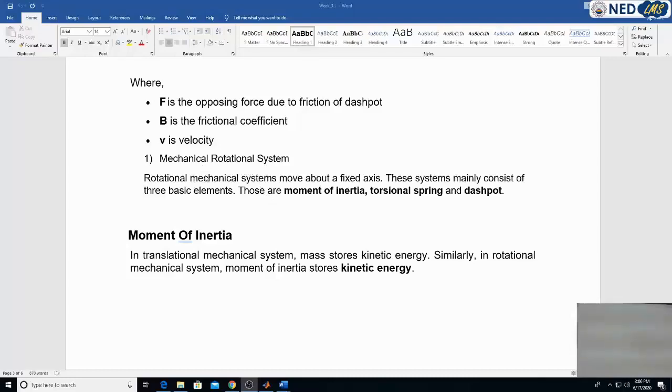Basically, the major difference between the mechanical translational system and the rotational system is the path of the motion. The rotational system rotates, while the translational system moves along a straight line. So the major difference is that here, instead of a force, we apply a torque. Similarly, displacement is replaced by angular displacement, velocity by angular velocity, and acceleration by angular acceleration. So the basic elements which you can see in any mechanical rotational system are moment of inertia, torsional spring, and the dashpot.